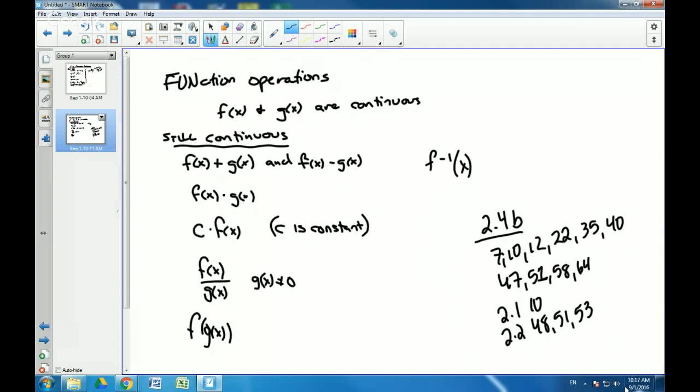The quiz is 2.1 to 2.4. It's limits and continuity. Graphical, numeric, and then probably a continuity question on there. Keep in mind, tomorrow's our last day together for 2 weeks. So we're gonna prep for that.